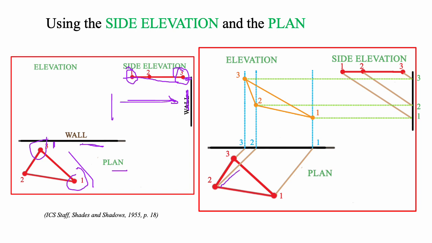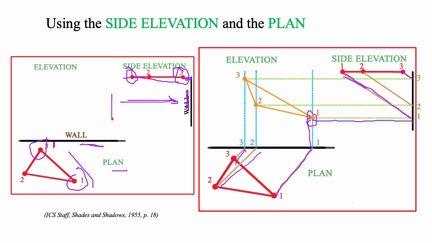Now, draw light rays from each point on each view. And let's take number 1. We draw the light ray down, it hits the wall. We have a horizontal line coming over this way. For the plan view, number 1 hits the wall, and it has a vertical line up, and this would be 1 point on the shadow.